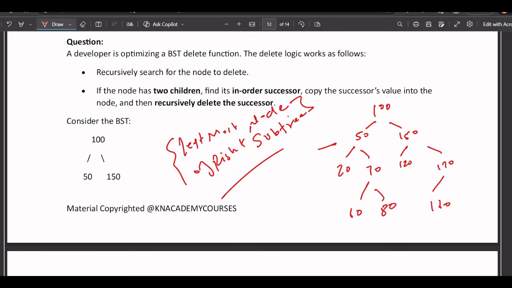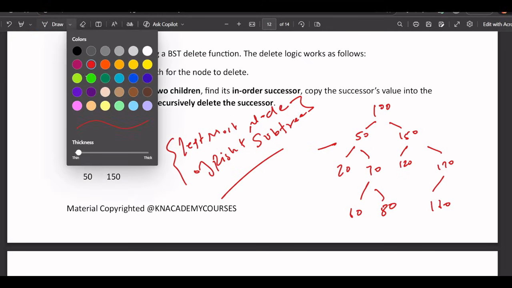So the leftmost node of the right subtree is the in-order successor. They are saying copy the successor value into the node and then recursively delete the successor. So first we need to delete 50. What will be the leftmost node of the right subtree? The right subtree is this one. Let's mark the right subtree.